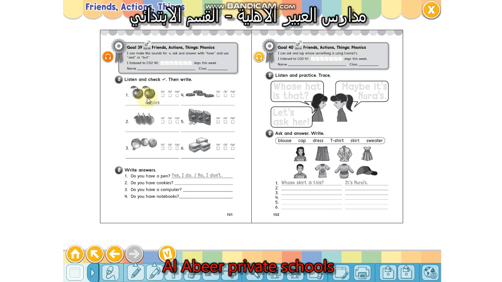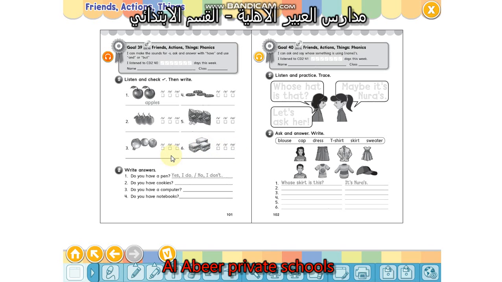Apples, apples, apples, say z. Apricots, apricots, apricots, say s. Onions, onions, onions, say z. Cookies, cookies, cookies, say z. Chips, chips, chips, say s. Sandwiches, sandwiches, sandwiches, say is.